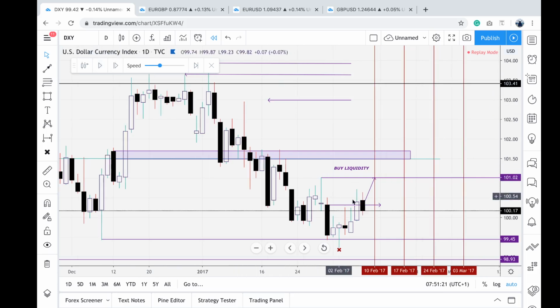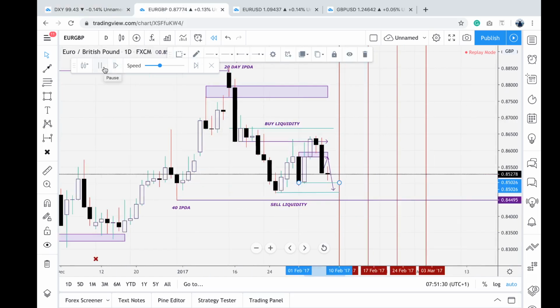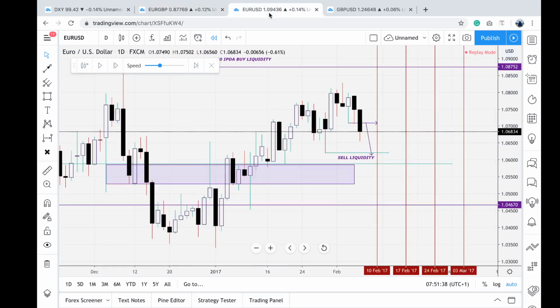So no real change on DXY. Price basically just stalls around our level. Let's check euro dollar, euro pound actually. All right, so euro pound doesn't really get to a level where we could expect sells. No big deal there.